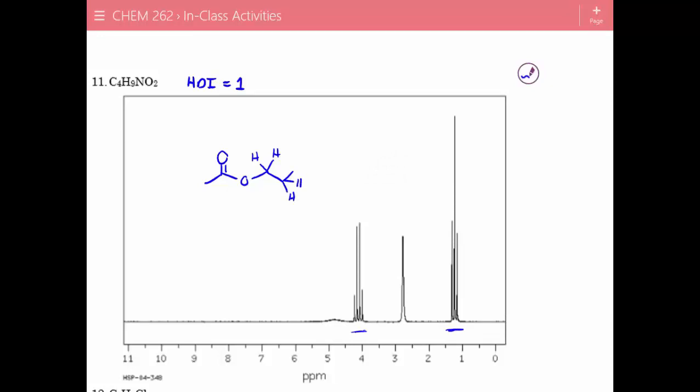So oftentimes when I look at NMRs, I look for triplets and quartets. Triplets and quartets oftentimes are a good hint that there's some sort of ethyl group there. So I'll label these HA, and then HB. You know that this is HA, this one's HB. And then we've got these remaining two peaks over here and over here with this hump.